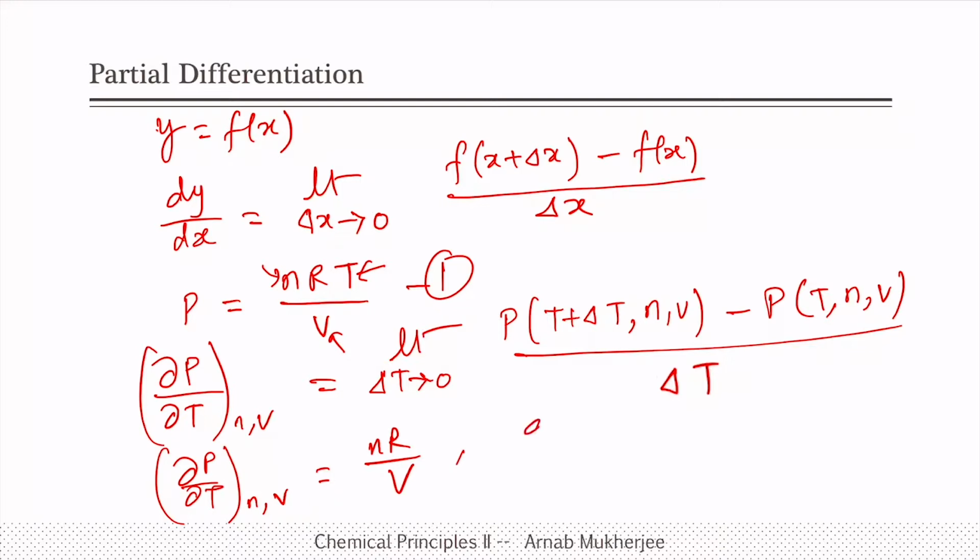Similarly, we can calculate del p by del V at constant n and temperature, which will give us minus nRT by V squared. So, I assume that you know how to do differentiation from 12th standard, and in partial differentiation we just take the other variables as constant, nothing else, and that will help us to carry out the changes with respect to one particular variable.